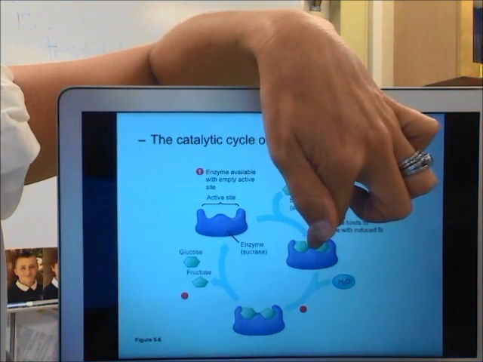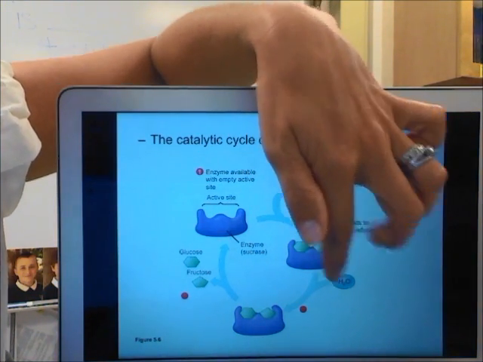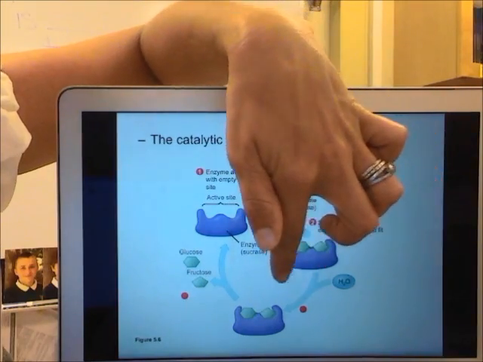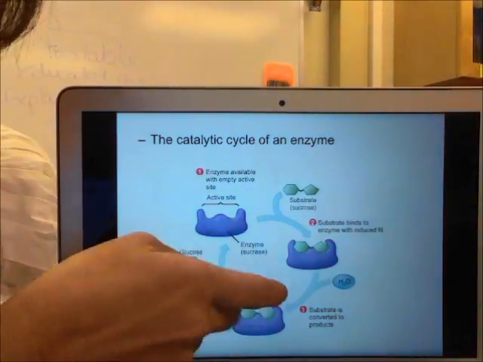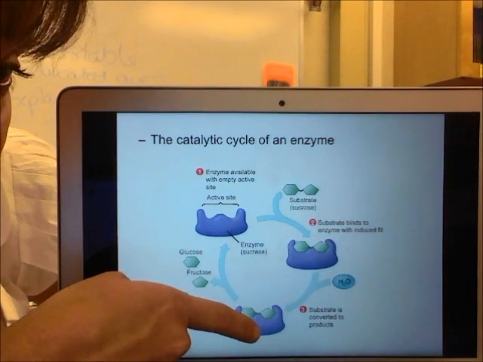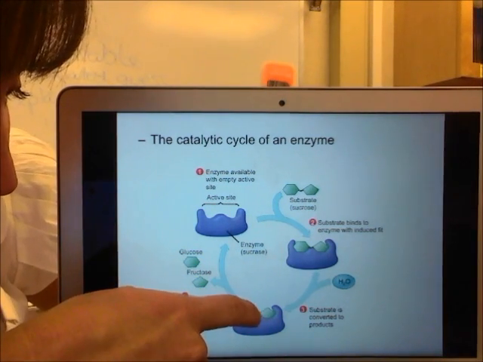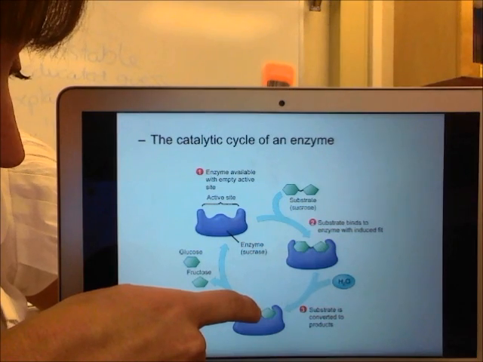Because the enzyme is holding the substrate there, it becomes easier for water to come in and hydrolyze, or break, the bond, which is the next step in a chemical enzyme reaction. So here's your enzyme. Here's our substrate. We're using water to hydrolyze, or break, the bond.